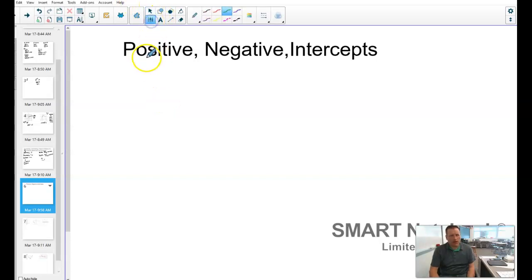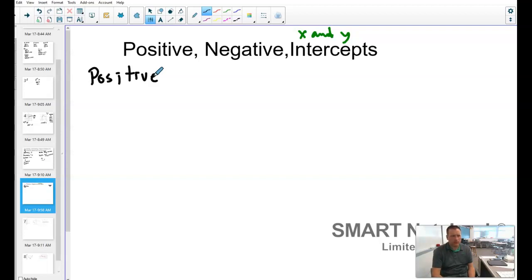Okay, we're going to look at positive, negatives, and intercepts today. So this would be both x and y intercepts is what we're going to look at. So let me just give you a quick definitions first. So positive, we are going to say that a graph, we're looking at graphs as well.